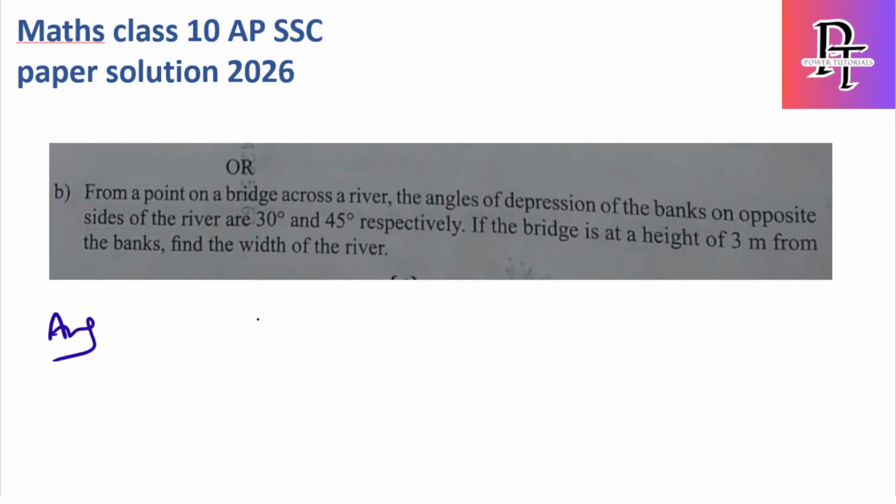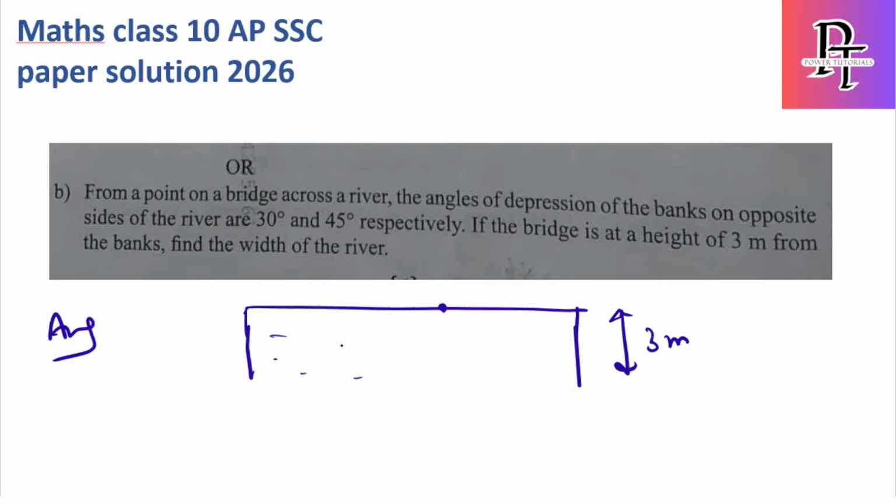So it is something like we have a river bank. Suppose this is the river bank and we have a bridge on top of it. So this is the bridge at a height of 3 meters and suppose this is the point here. Okay, so this is the river, at the bottom we have a river.